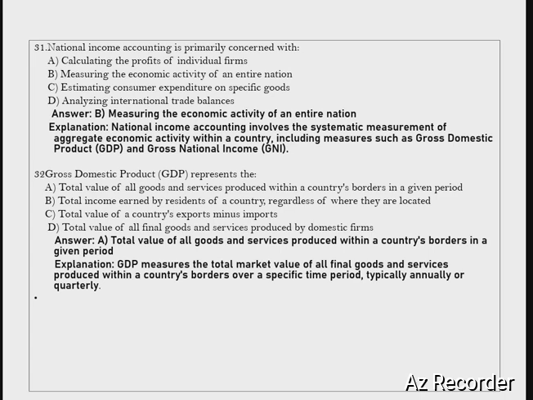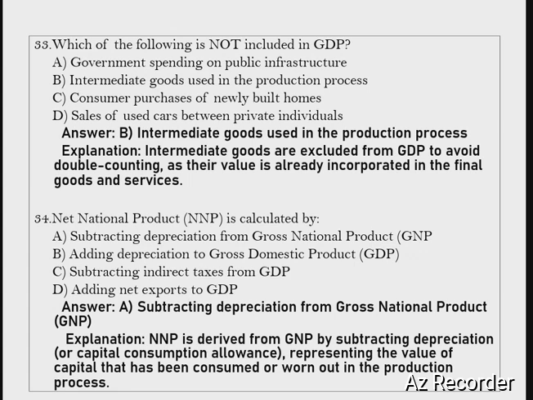Its explanation is, GDP measures the total market value of all final goods and services produced within a country's borders over a specific period of time, typically annually or quarterly. Next question is, which of the following is not included in GDP? Option A, government spending on public infrastructure.